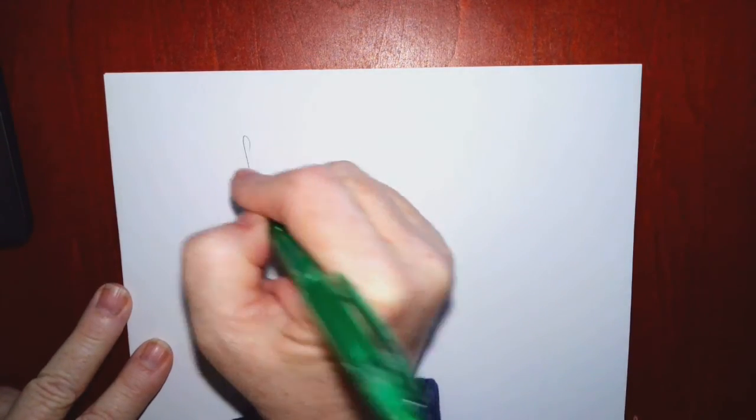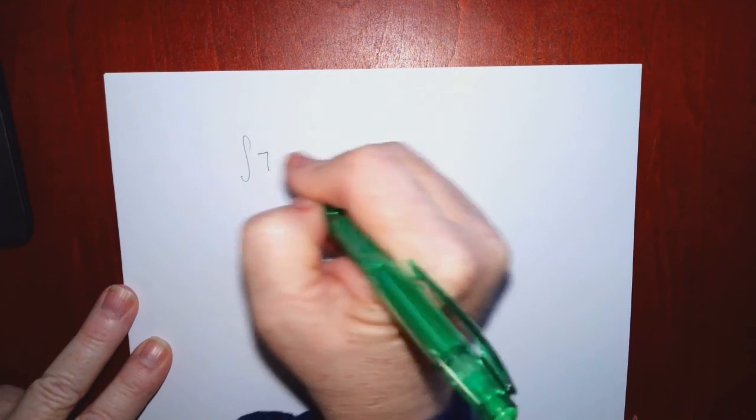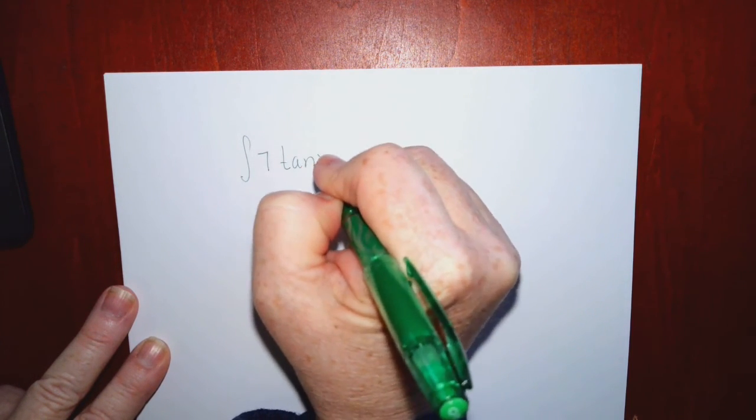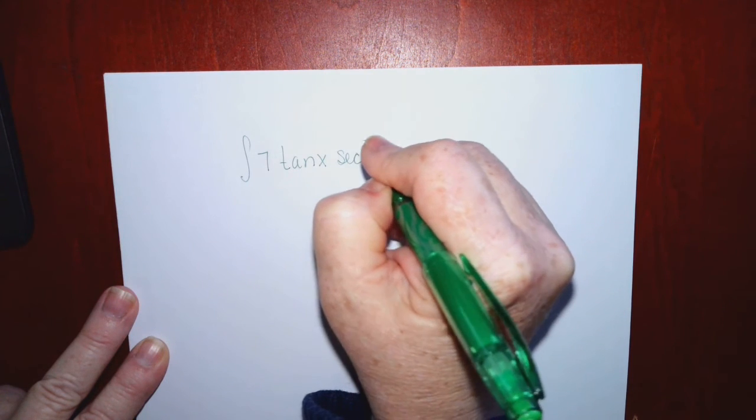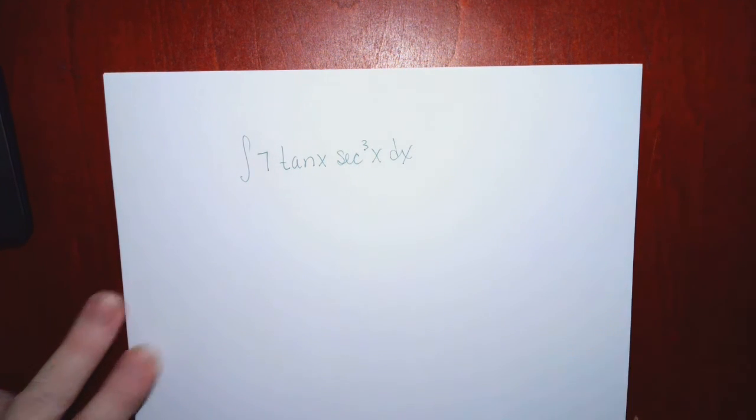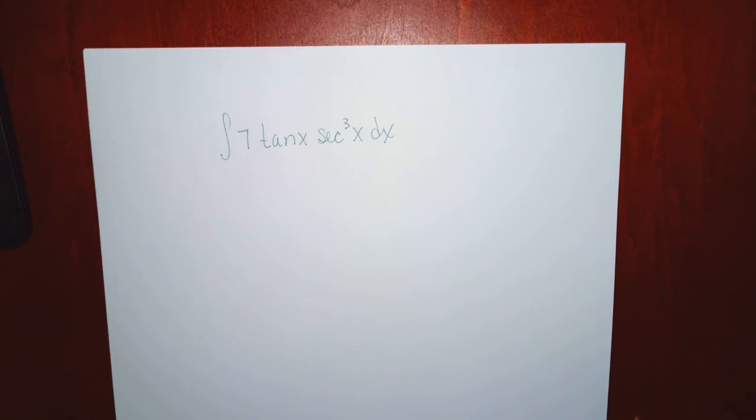Let's look at number 15. On number 15, we have 7 times tangent x times secant cubed x dx. Now remember, when we have products of secants and tangents, we're either going to pull off a secant squared and rewrite everything else in terms of tangent, or we are going to pull off a secant tangent and have everything else in terms of secant. Which one do you think we should do in this case?